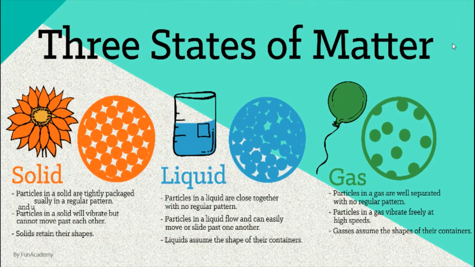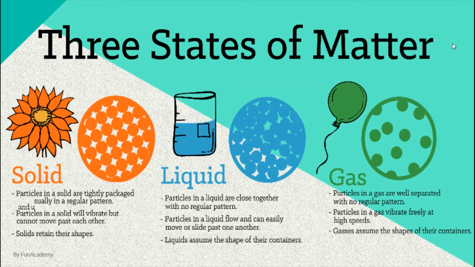Based on the kinetic theory, there are 3 main states of matter. We will be learning about the 3 main states of matter, that is solid, liquid and gas. Particles in solids are tightly packed, usually in a regular pattern. Particles in liquid are close together with no regular pattern. Particles in gases are well separated with no regular pattern.